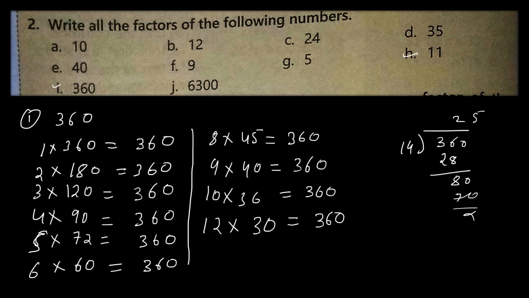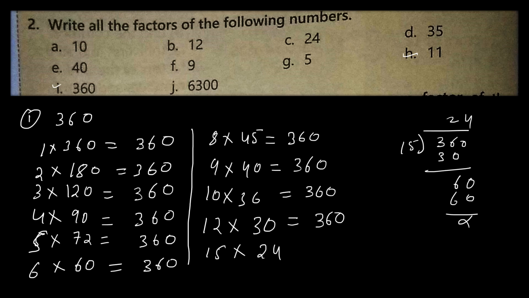Again we'll try by 15. 15 2s are 30, 36, this is 0. 15 4s are how much? 15 4s are 60. Yes. 15 multiplied by 24 is equal to 360.